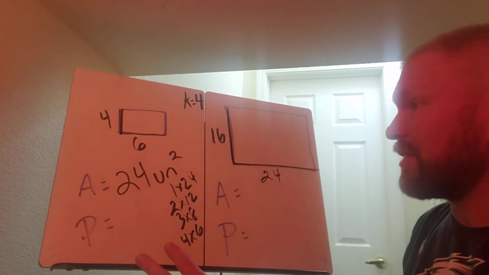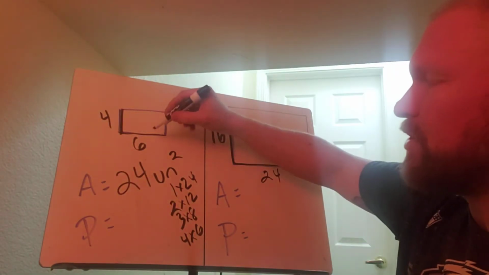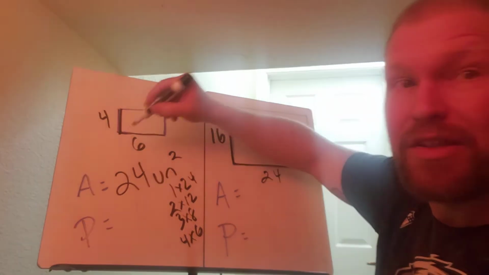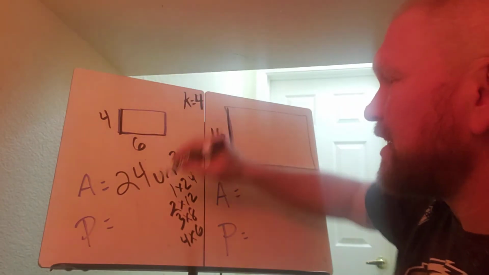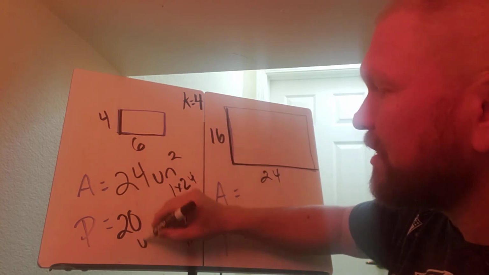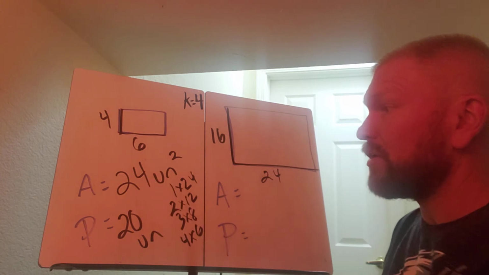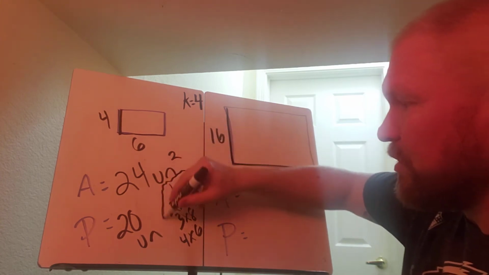We're comparing how the area increased and how the perimeter increased. Let's get the perimeter of this one. The perimeter is the distance around the polygon. You've got to add up all the sides. The perimeter for this one, for example, is 20, and those are regular units. Now, the area will be 24 regardless of which of these combinations you used.